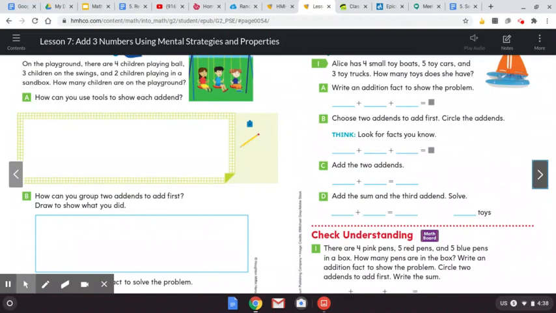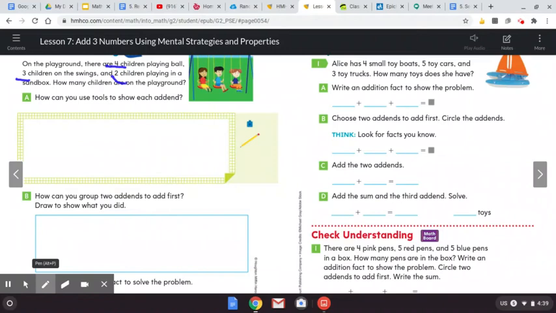How can you use these tools to show each add-in? You may also just write tally marks like we were doing earlier using a tens frame. All right, so let's first of all think about in our mind, this is a story problem. So we have 4 children playing ball, 3 children on the swings, 2 children playing in the sandbox. So let's go ahead and write that in our equation.